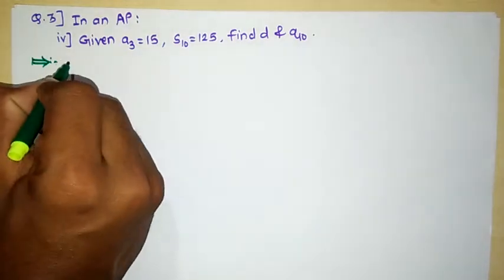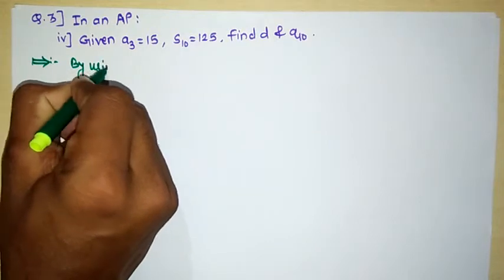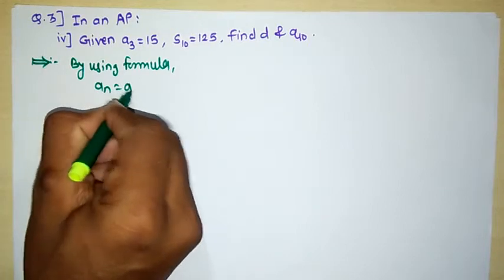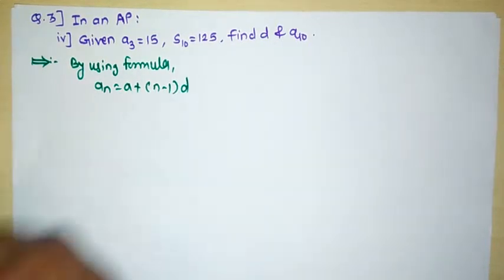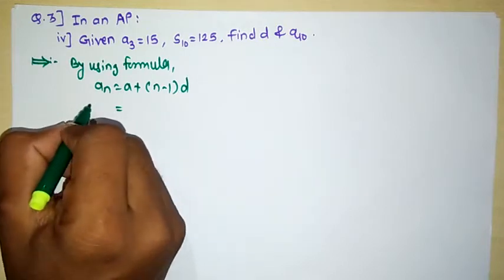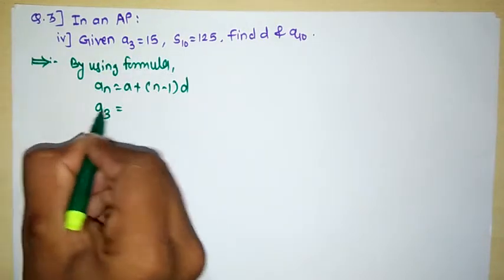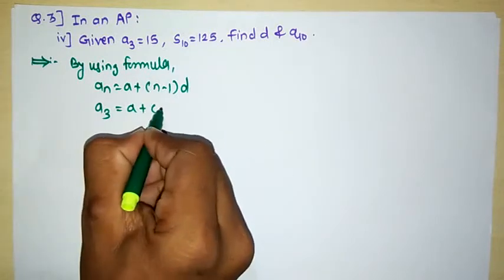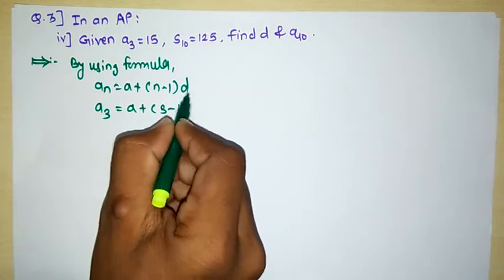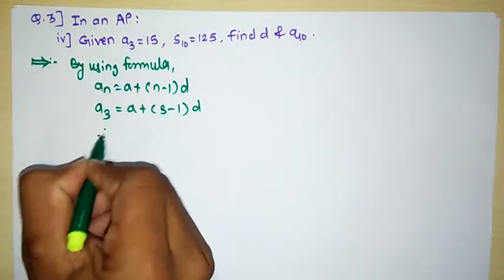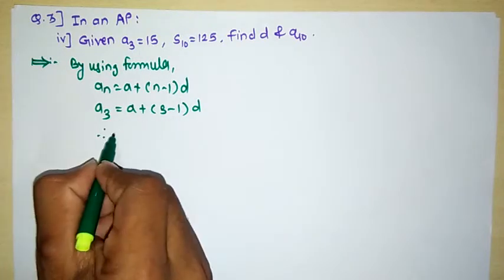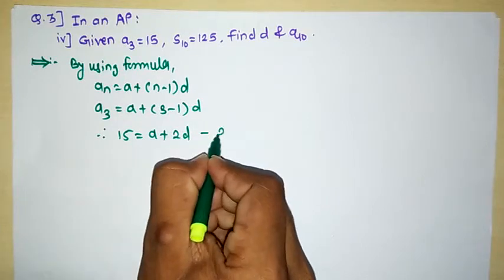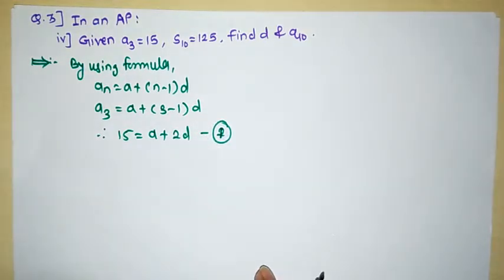Okay, let us see. By using the formula an is equal to a plus n minus 1 into d, we will use the formula for the third term, that is a3. a3 is equal to a plus, first term we don't know what it is, put it as it is, instead of n we have to write 3 minus 1 into d, we don't know, as it is. Therefore, we will put the values. a3 is equal to 15, put here 15 is equal to a plus 2 into d, 3 minus 1 is 2. Write it as equation number 1. We got equation number 1.